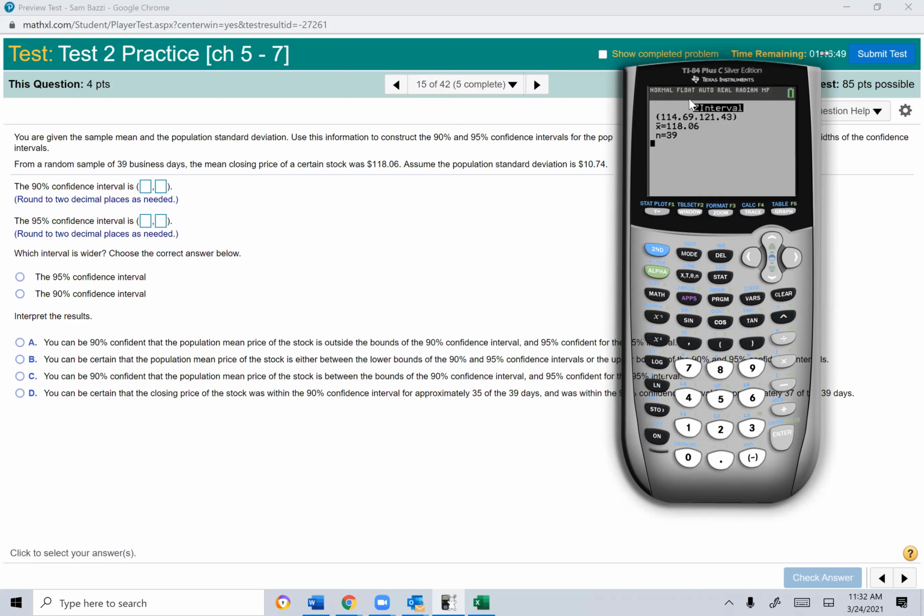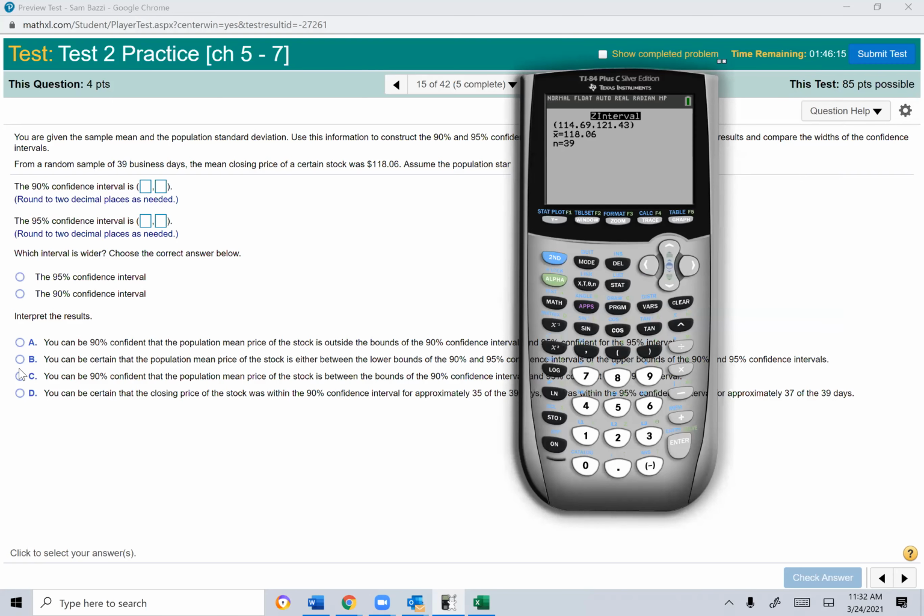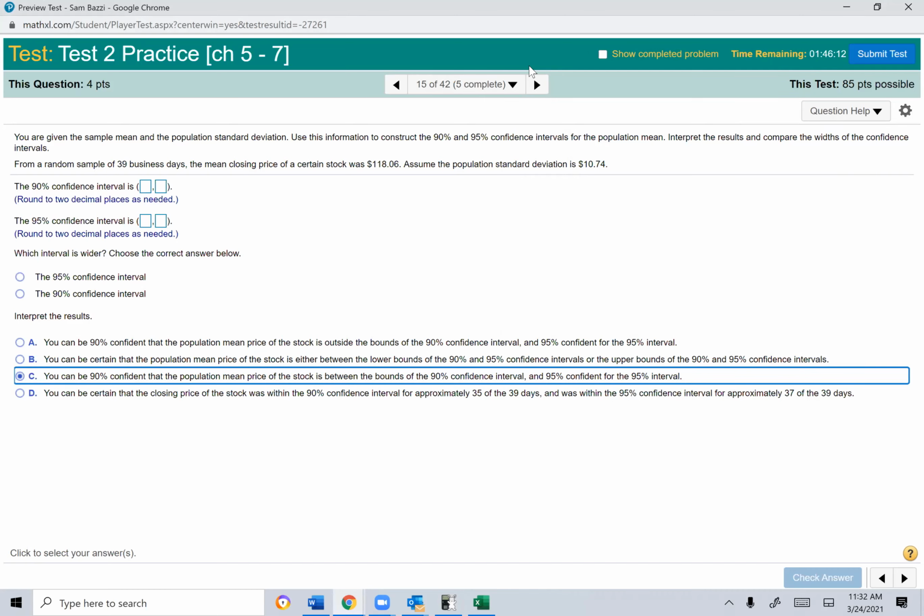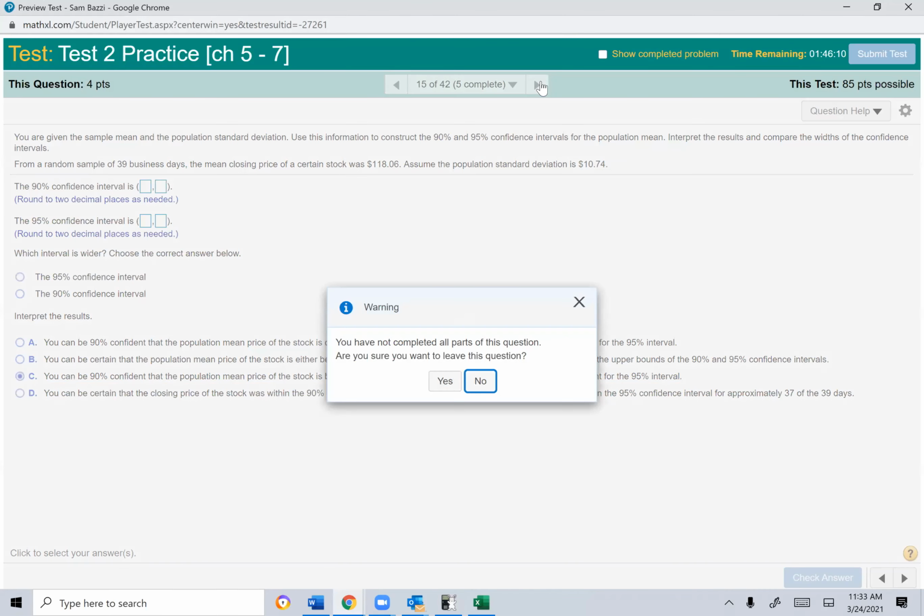You can never be certain. So you can be 90% confident that the population mean price of the stock is between the bounds of the 90% confidence interval, and 95% confident for the 95% interval. Yeah, that makes sense. So C will be the correct answer. Next.